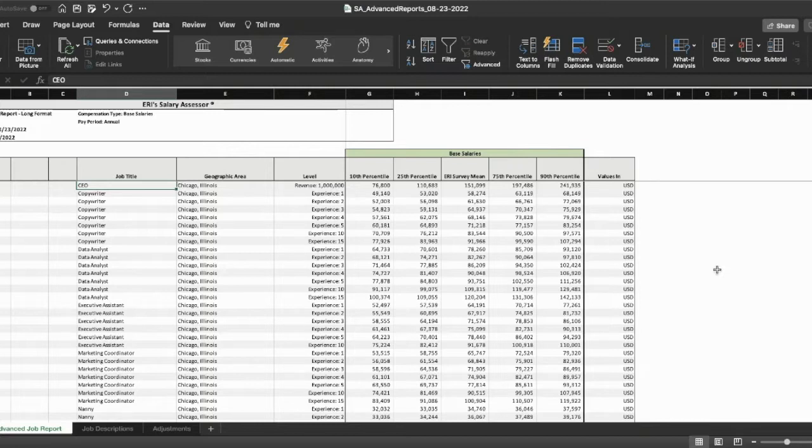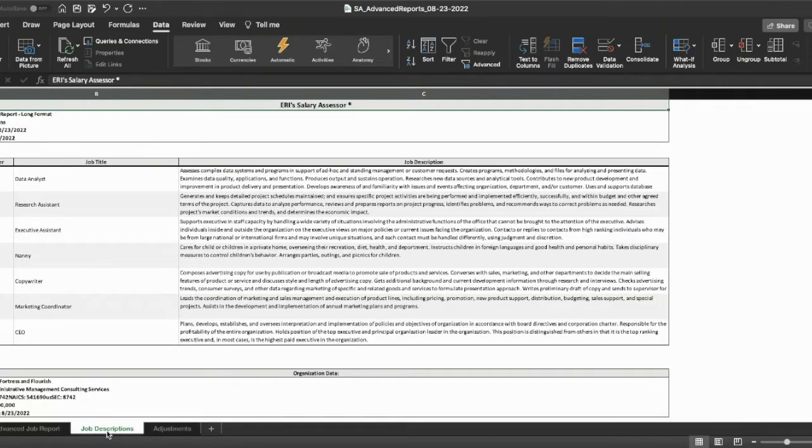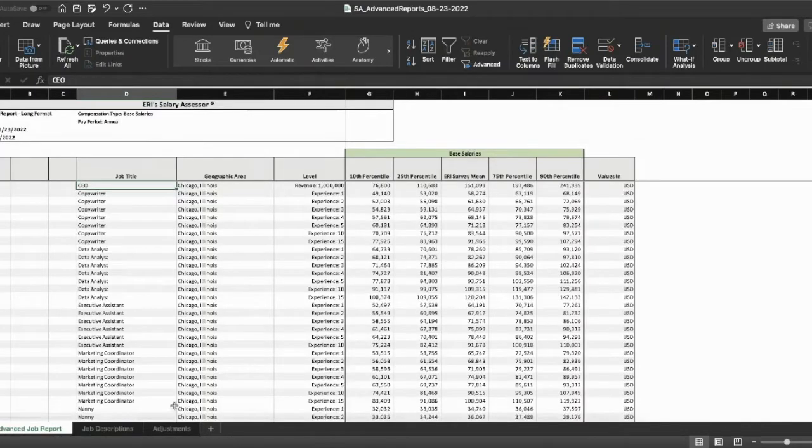The tabs in the file that I send out have the job report, which is where most of the information is that we're going to talk about today. Job descriptions, which is just a pretty simple job description for each job that you can use to check and make sure that the jobs on the job report actually match what people are doing in your company.